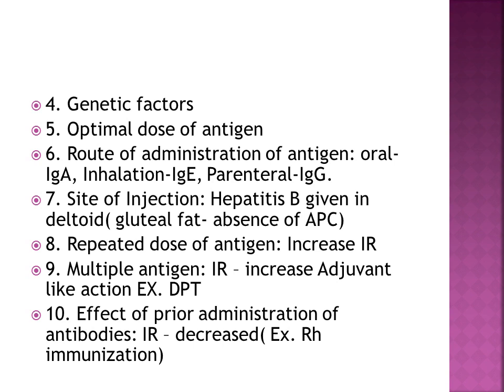Then the effect of prior administration of antibodies: the immune response is decreased. An example of that is Rh immunization. If Rh immunoglobulin is given, then Rh antibodies are not produced, and that is used in the treatment or prevention of hemolytic disease of the newborn.